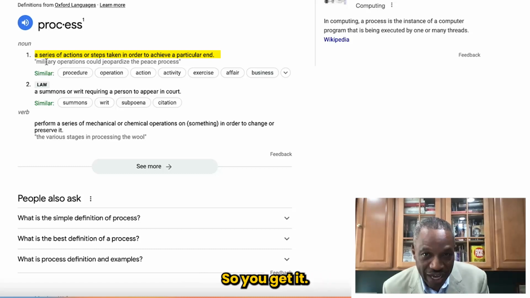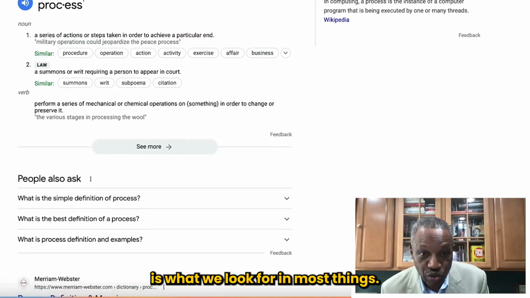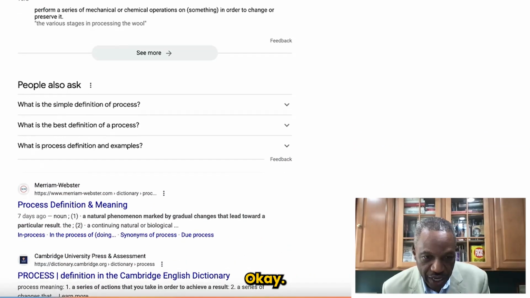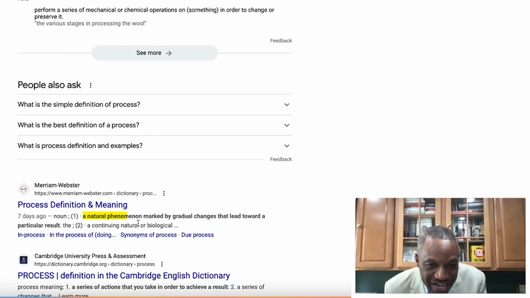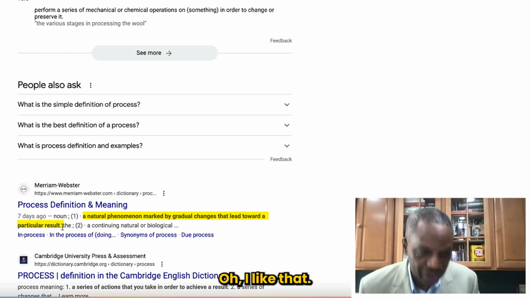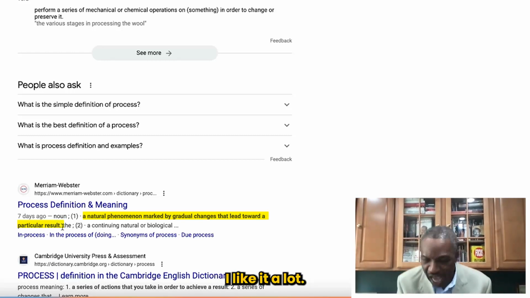Let me repeat that again so you get it. A series of actions or steps taken in order to achieve a particular end. See, the end result is what we look for in most things. Okay, watch this one. Process definition: a natural phenomenon marked by gradual changes that leads towards a particular result. I like that. I like it a lot.